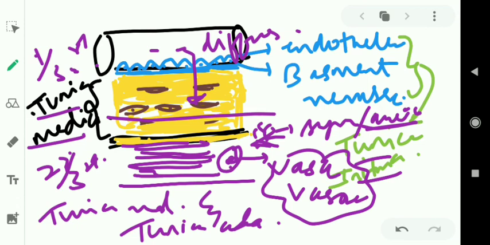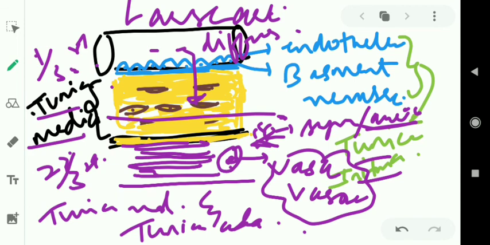So these are the three layers of the large arteries: tunica intima, tunica media, and tunica adventitia. This is about your large arteries.